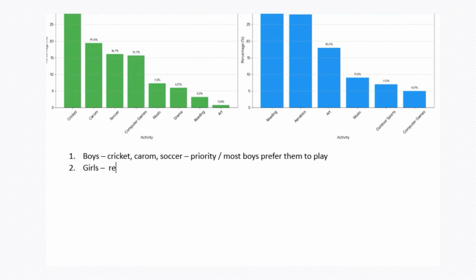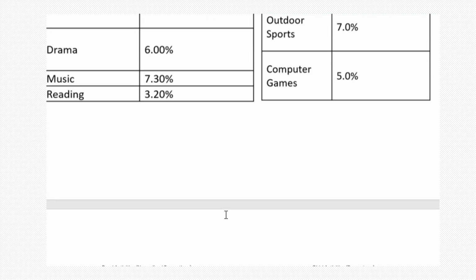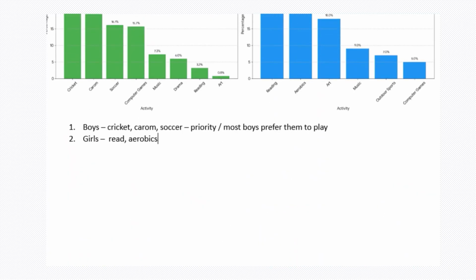So girls rather prefer reading, and they like to take part in aerobics, and the third priority is art. So this is their priority. The major difference, the huge difference is in reading, and again in art. There's a huge difference in those activities. Now there are some beginner expressions that you can use. You should always begin with overall, give a comma, remember that, and then you can say overall, it can be observed that. Now this is how you can start writing.